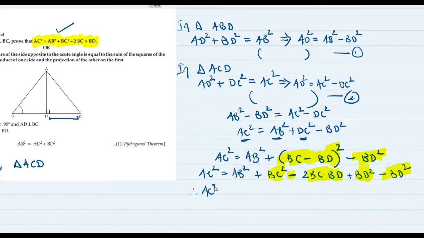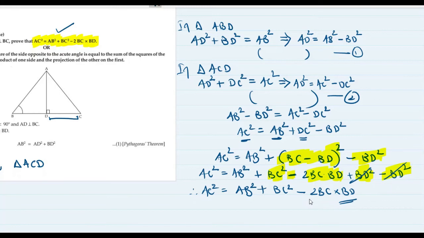Therefore, AC square is equal to AB square. This plus BD square minus BD square will cut, and we get plus BC square minus 2BC multiplied by BD. Is this what we need to prove? Yes, absolutely the same thing. And did you see how I kept on rearranging my statements to get what I need?